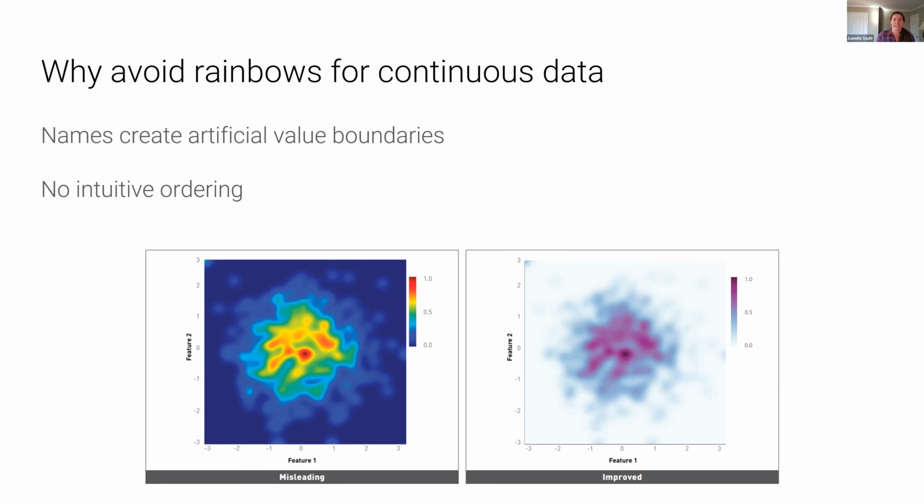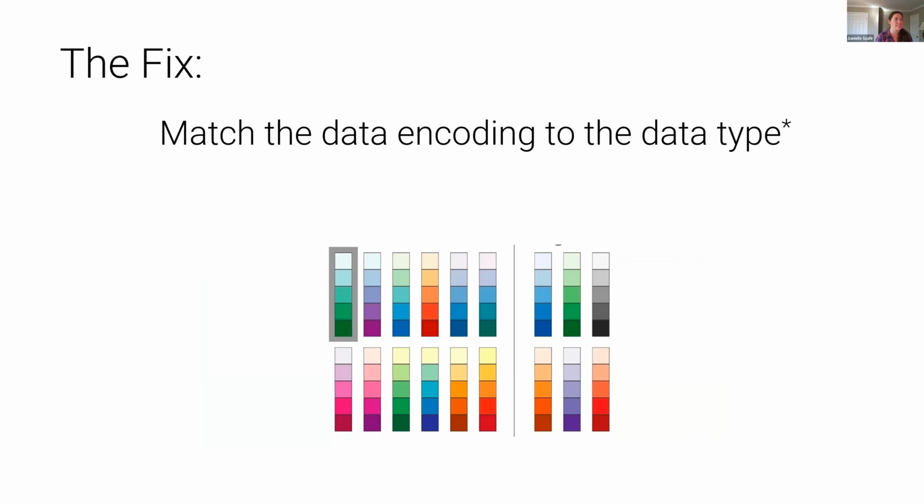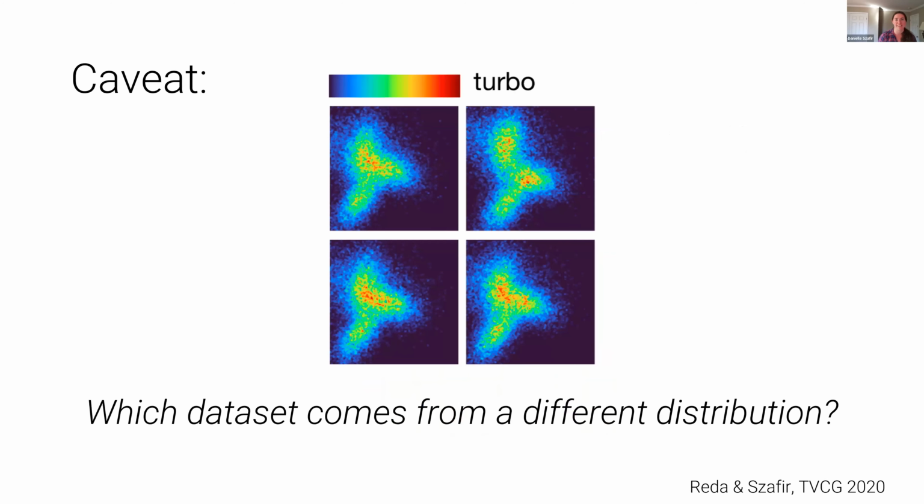So the general fix here is you want to try and match the color encoding to the data type that you're working with. If I have continuous data, I'm probably going to want a sequential color scheme somewhat like this. One caveat here is that rainbows might actually be good for something in our continuous data distribution.